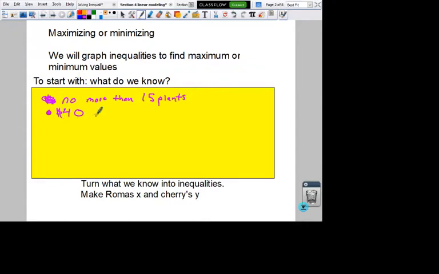$40 or less? Hey, bullet point, Kobe. I know. Alright, I had $40 or less.